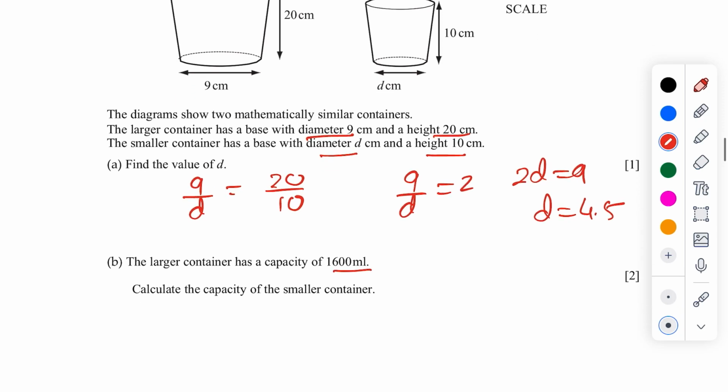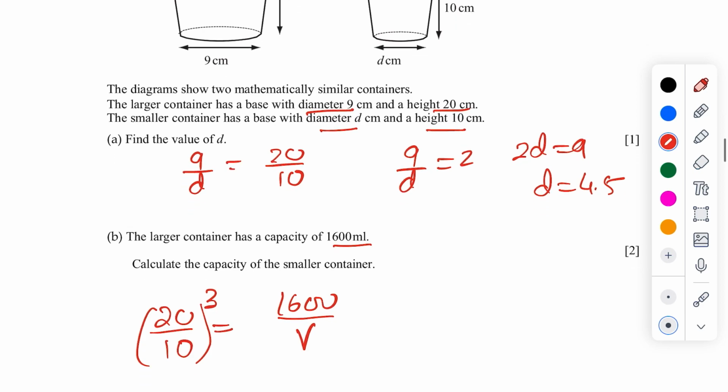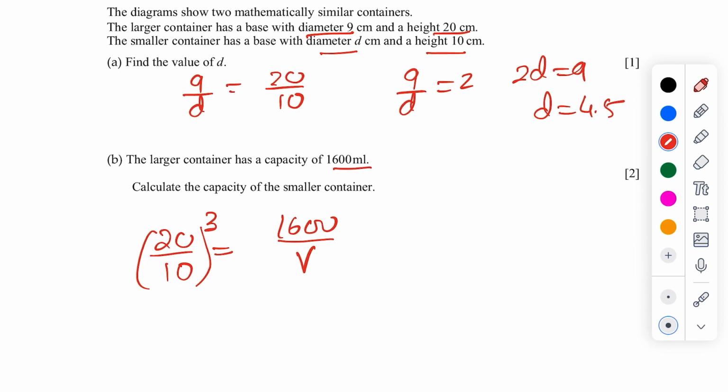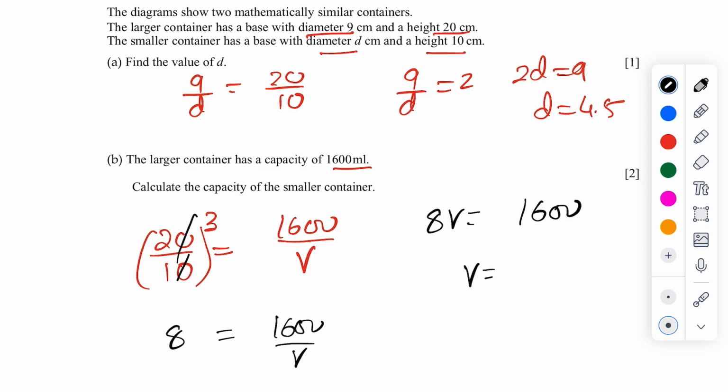Now the volumes are given. So 20 upon 10 equals, volume of the larger one is 1600, smaller one we don't know, side whole cube. So the 0s get cancelled. 2 cube is 8, equals 1600 upon V. So 8V equals 1600, V equals 1600 upon 8. So V equals 200 ml.